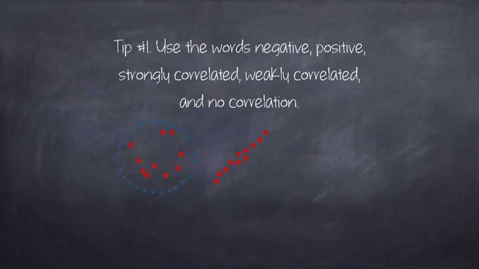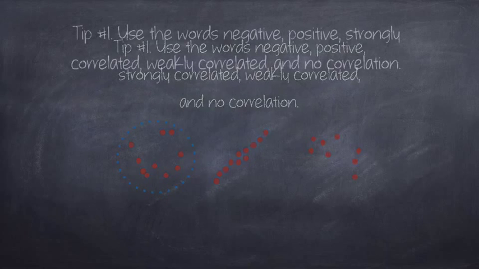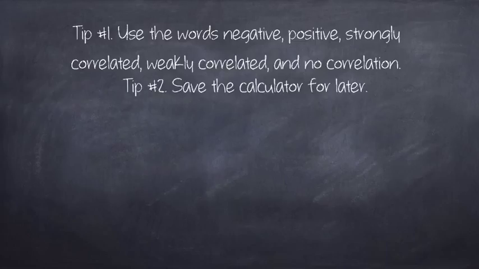If the points still make a positive or negative linear pattern, but are spread further apart, then the two variables are weakly correlated. And if the points are all over the place with no discernible linear pattern, then the variables are not correlated at all. Tip number 2, save the calculator for later.